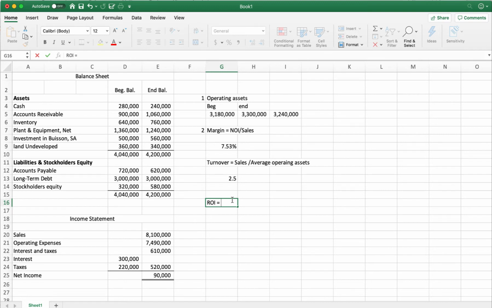The problem asks me to calculate the margin and to calculate the turnover. So we can assume, and it's a pretty safe bet, that they want us to calculate the ROI by factoring in the margin and the turnover. So I'm going to say that to calculate ROI, I'm going to take my margin and I'm going to multiply that by my turnover.